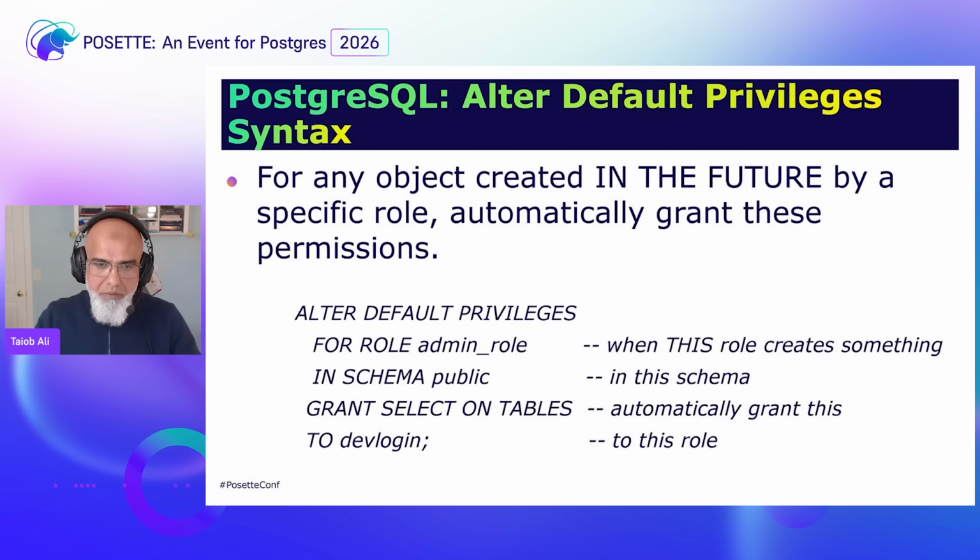This is a very simple code, and it can be more complex, but I kept it very simple just so we can walk through this and talk about what I mean by this. What this is saying is this: going forward, when admin role is going to create any object in public schema, another role named dev login will automatically have select. And this will be implemented for the objects that already exist and the objects that admin role is going to create in future. As I said, this is just a simple one.